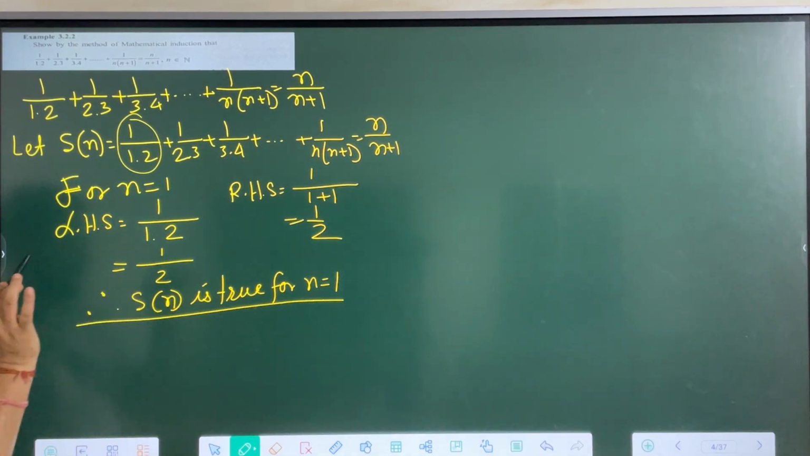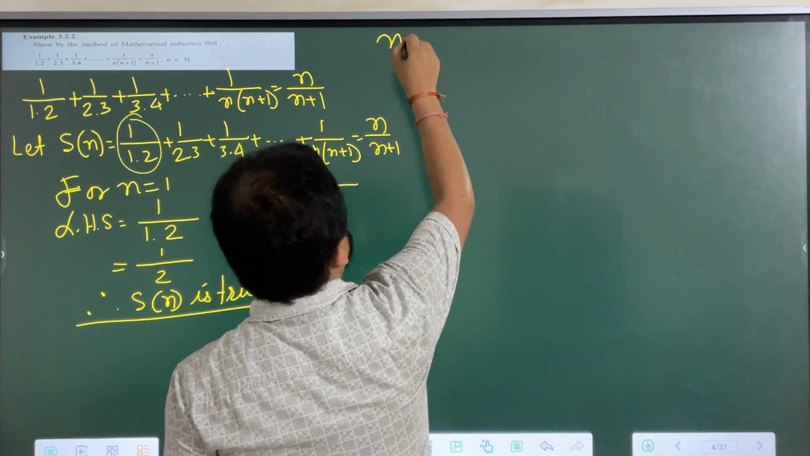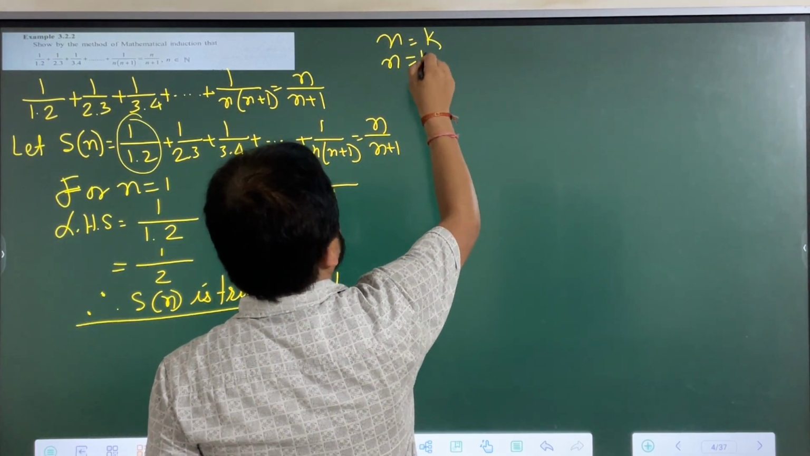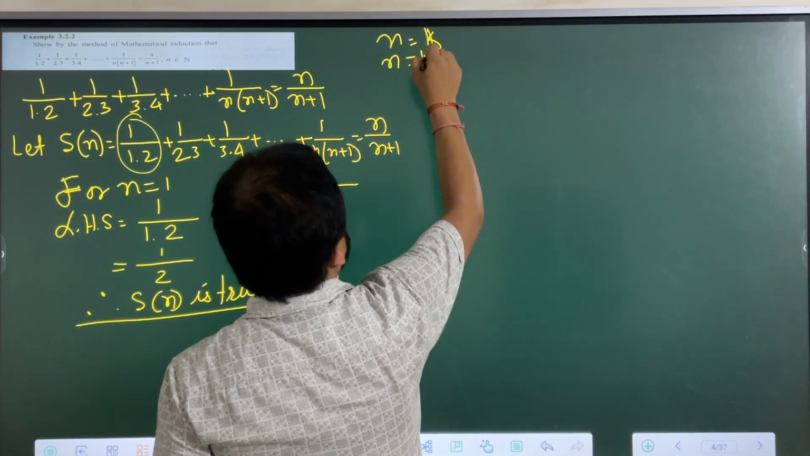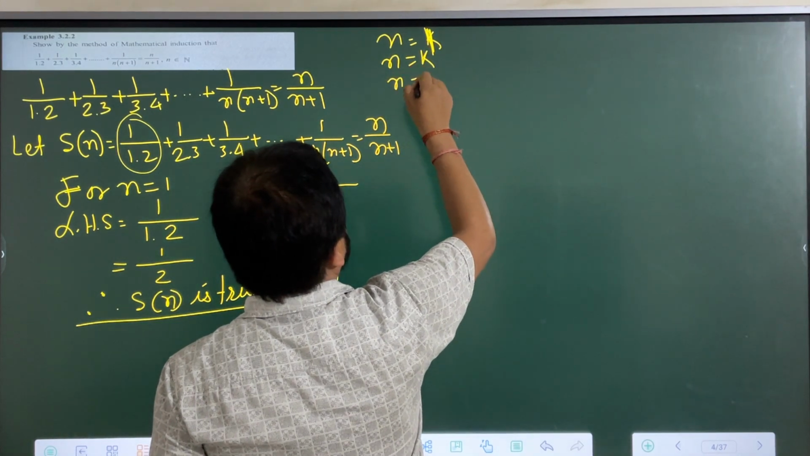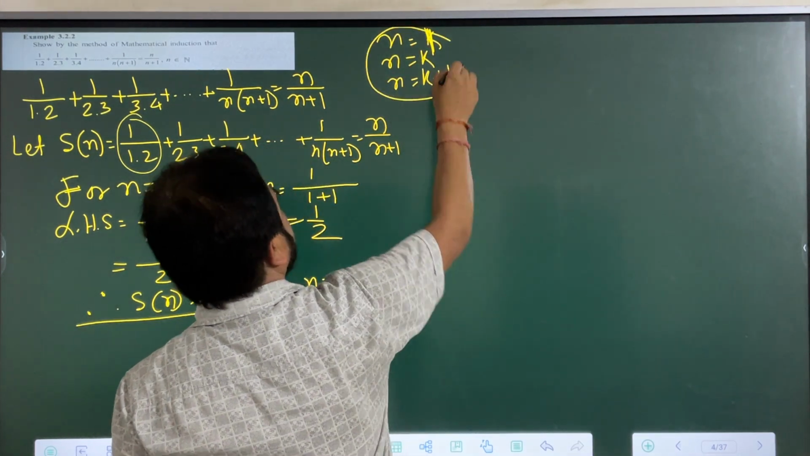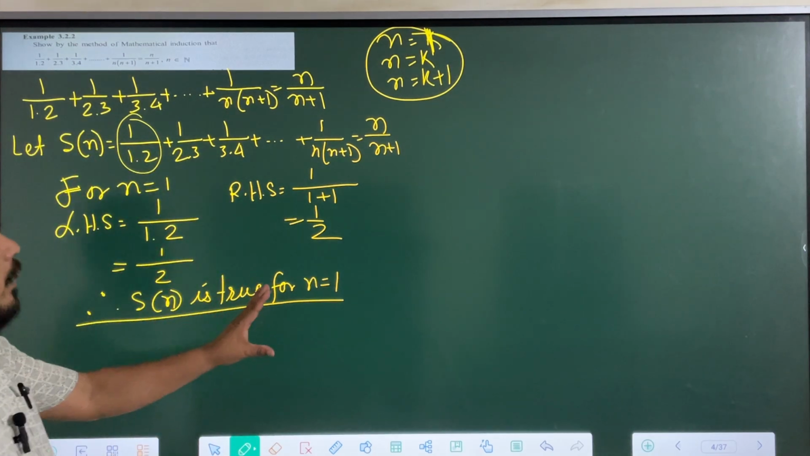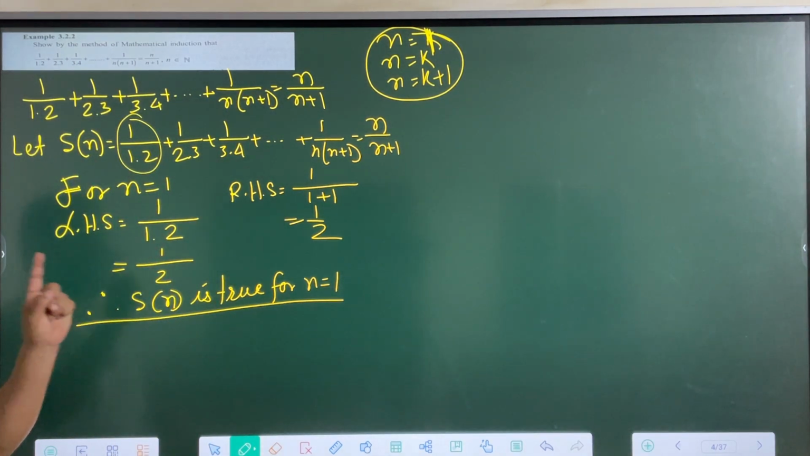This work is finished. I have already told you: n equals 1, n equals k, n equals k plus 1. These three things we have to do. n equals 1 is finished. Now we will go to n equals k.